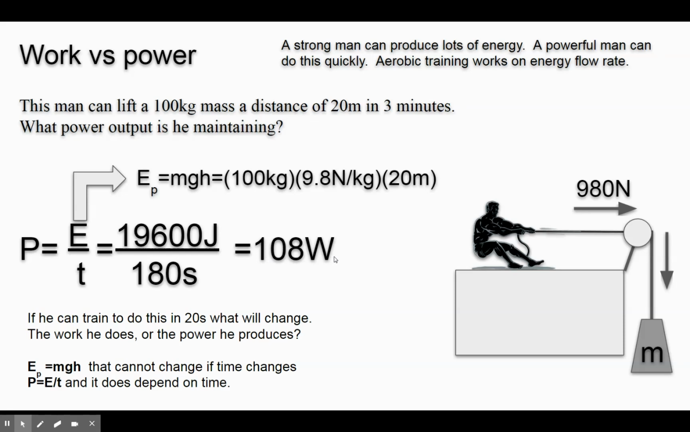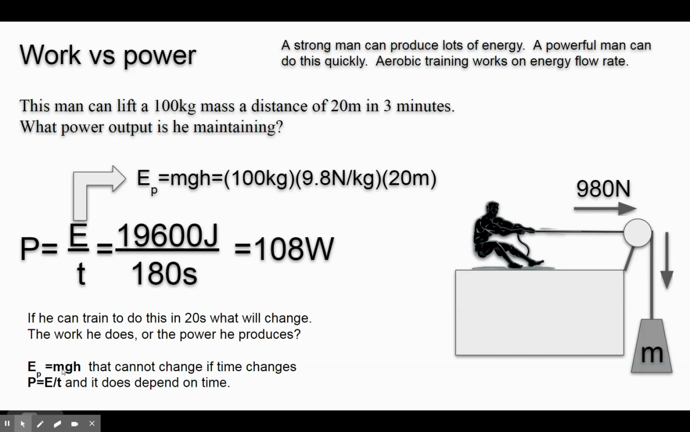Suppose he trained at this a lot to the point he could pull the weight up and never actually fart, which I suspect is a real risk in this posture he has. And he reduces his training time to 20 seconds. What will change? The energy he needs to produce or the rate at which he needs to produce it?